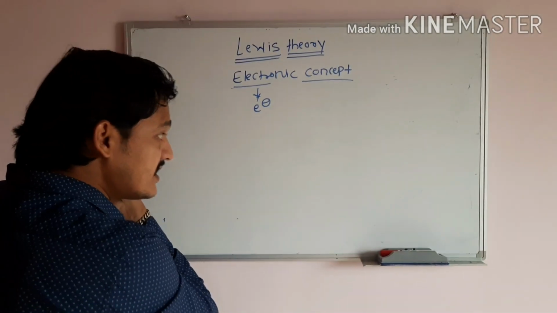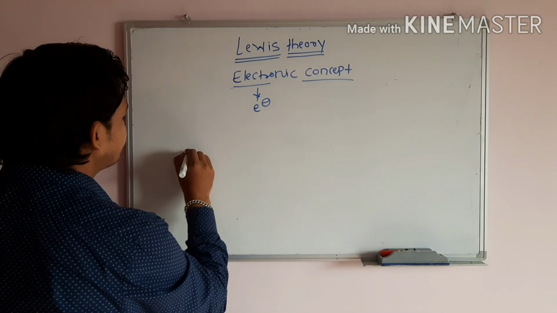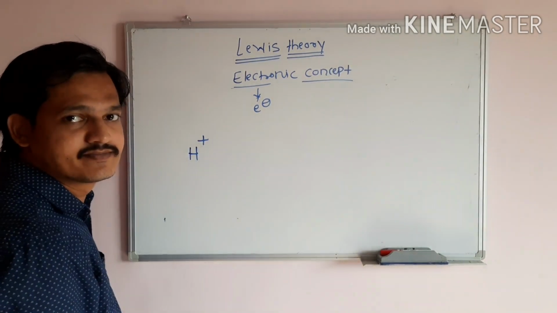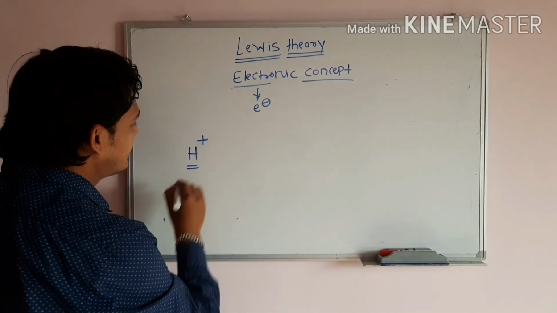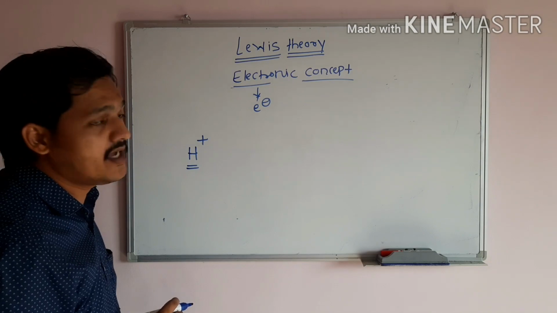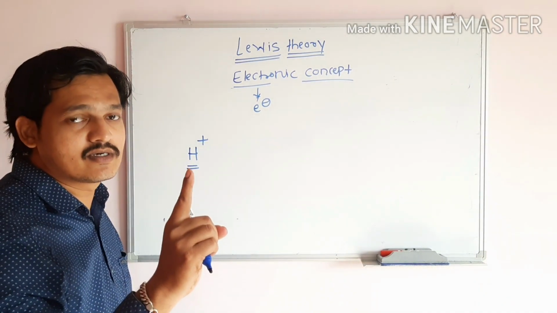So let us consider an example: hydrogen plus. Hydrogen plus means proton. How many electrons are present in hydrogen plus? In hydrogen there is one electron.